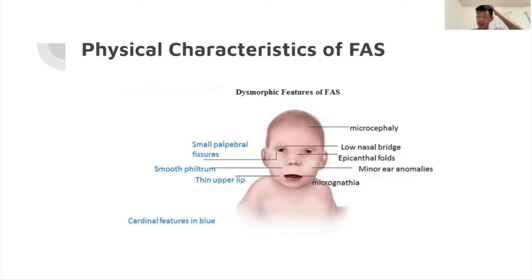Other associated problems may include deformities of joints, limbs, and fingers, retarded physical growth before and after birth, vision difficulties or hearing problems, and maybe heart defects. Problems with kidneys and bones have been found as well.